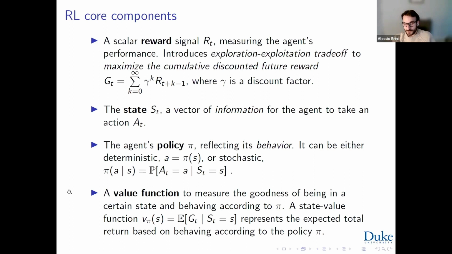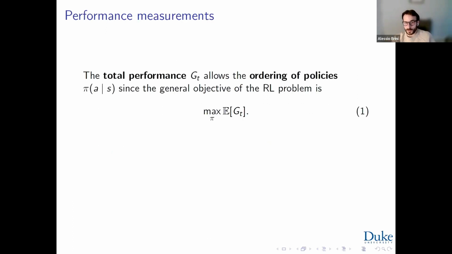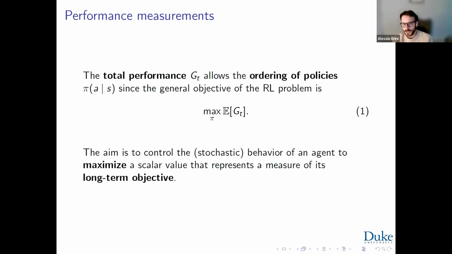And value functions are very important for the reinforcement learning problem. Because the goal, the optimization problem that any reinforcement learning algorithm is solving, is trying to find the policy pi that maximizes the expected value of G. And the aim is exactly learning a behavior, which can be deterministic or stochastic, to maximize this sum of scalar values. And G reflects the long-term objective.